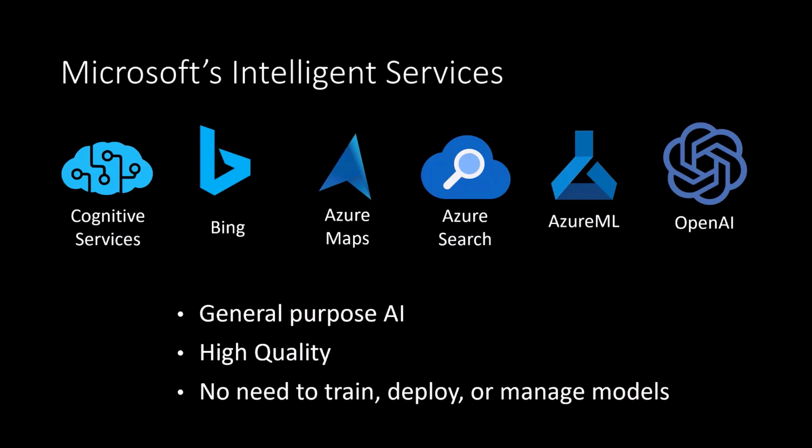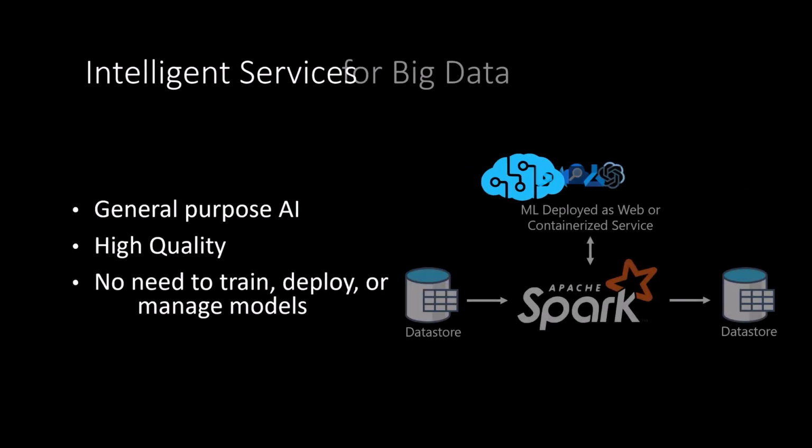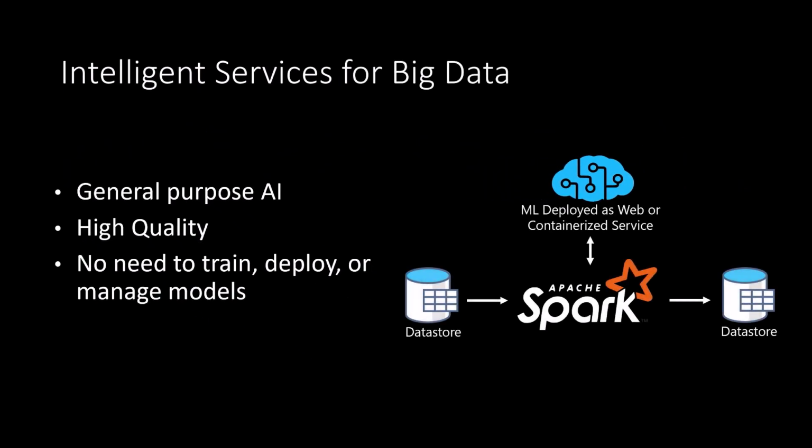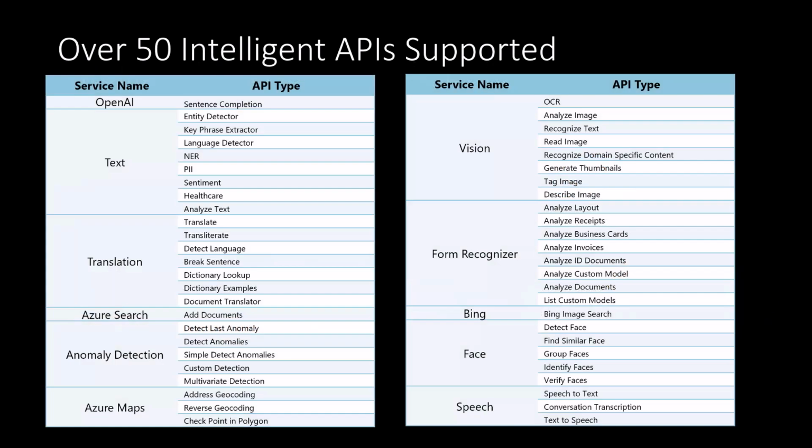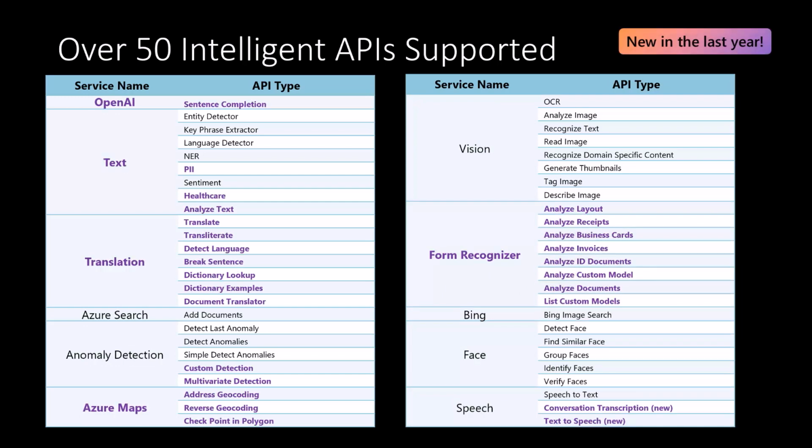And so what we've done is that we've taken all of these intelligent services and we've integrated them into Apache Spark to make sure that all of these services scale to the massive data sets you're used to working with. In particular, we've supported over 50 different intelligent APIs that you can work with on your Spark cluster, and we're adding new ones all the time. So, without further ado, we can head on over to our Synapse notebook and try out a quick demonstration.